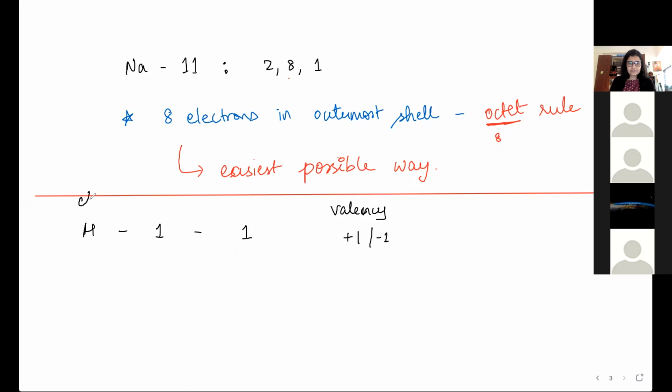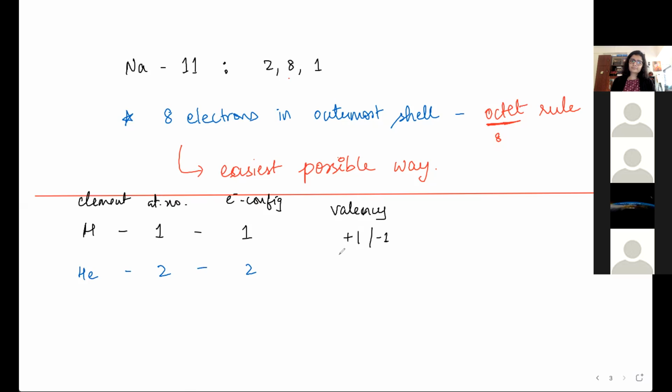Okay, so let's say this is the element. This is the atomic number. This is the electronic configuration. All right. Next, helium. Helium ka atomic number is 2. Electronic configuration also will be 2. So valency of helium kya hoga?